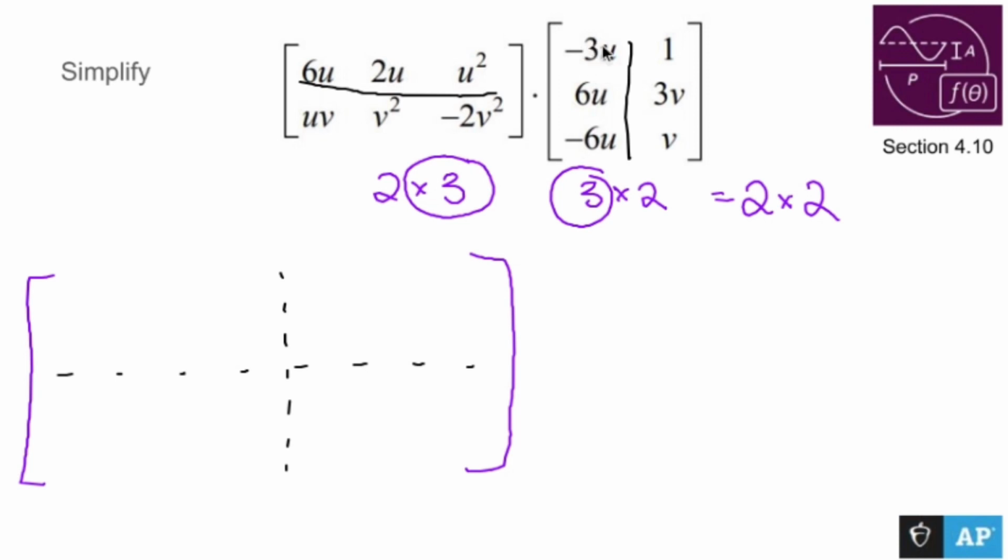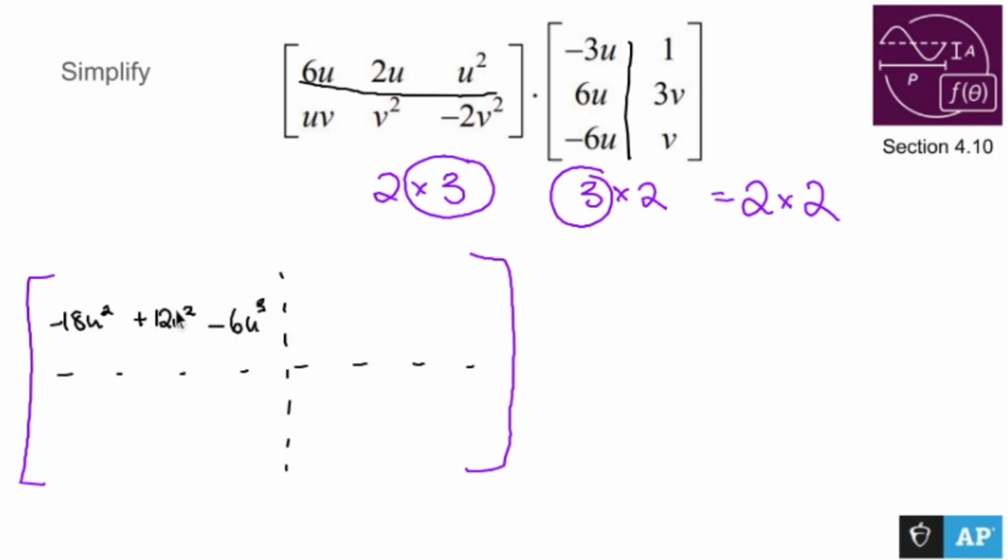So we multiply the first elements, plus multiply the second elements, plus multiply the third elements. So 6u times negative 3u is negative 18u squared, plus 2u and 6u is 12u squared, so these do combine, plus u squared and negative 6u is going to be negative 6u cubed. So a little bit of combining is going to happen, so we're not done yet. We're not in the clear.